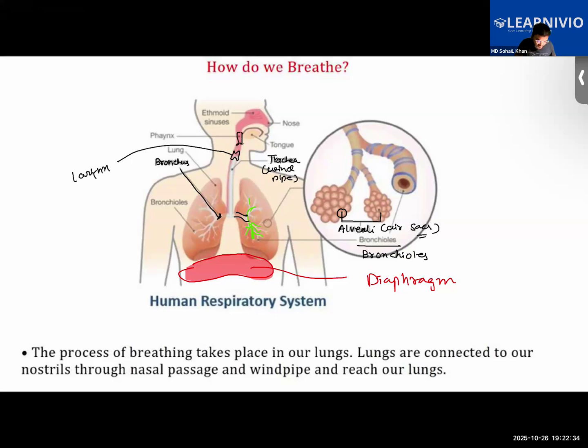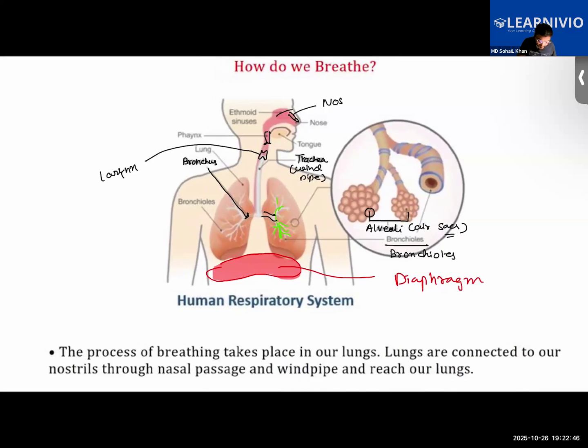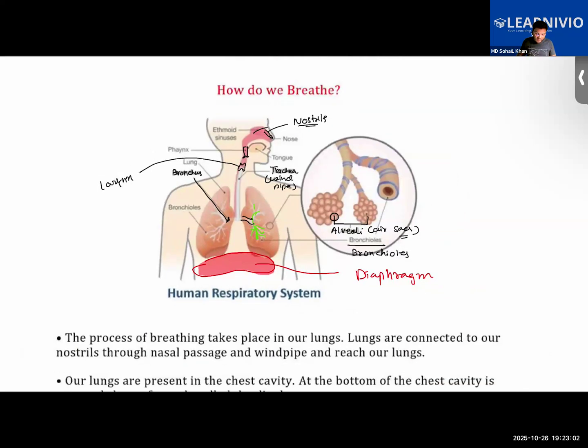Then we have the nostrils. Those are two hollow tube-like structures in your nose, called the nostrils. What are the functions of nostrils? We inhale air through the nostrils, and the nostrils also have tiny hairs in them, which stop tiny particles, dust particles, from entering into the lungs. So those hairs in the nostrils are actually important.